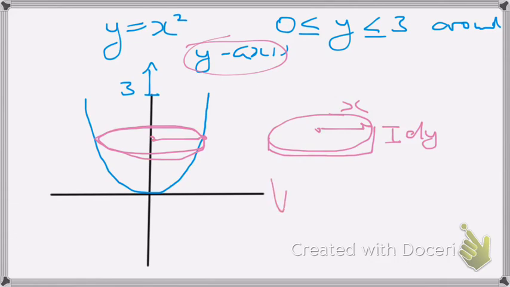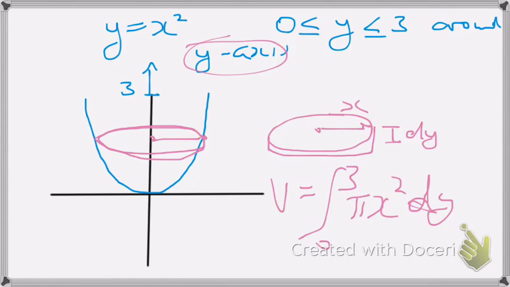So the volume is going to equal the limits in y, area of the circle, dy. And then I replace x to match y because I've got dy, and I get something which I know how to integrate easily. That's all you need to be able to do. It's actually really quite an easy topic.